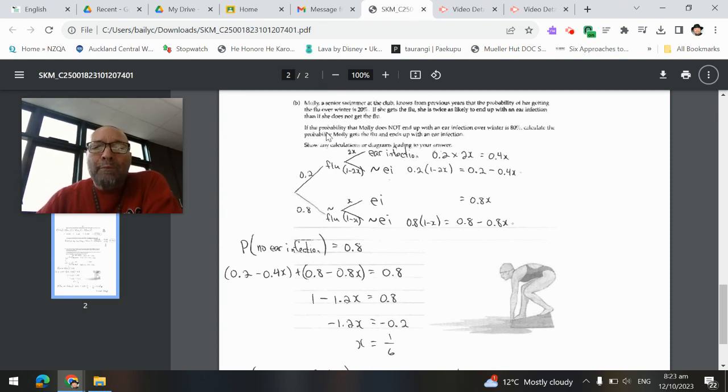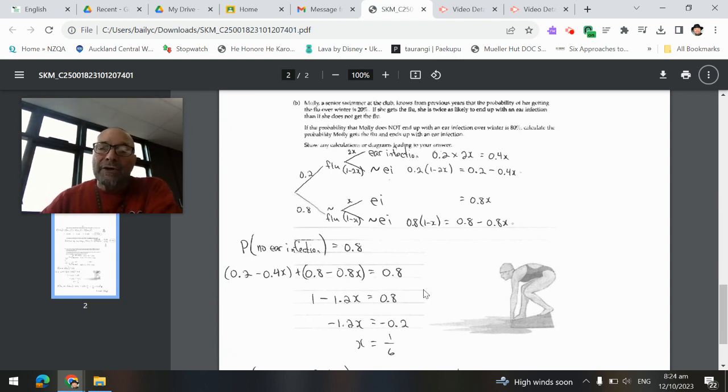Moving on. If the probability that Molly does not end up with an ear infection over winter is 80%, calculate the probability Molly gets the flu and ends up with an ear infection. So we know the probability that Molly does not end up with an ear infection is 80%. Well, of these four outcomes, how many of them are Molly not ending up with an ear infection? This one is no ear infection, and this one is no ear infection, which means that this outcome plus this outcome must add to 80%. So the probability of no ear infection is 0.8. Adding those two together, getting 0.8.